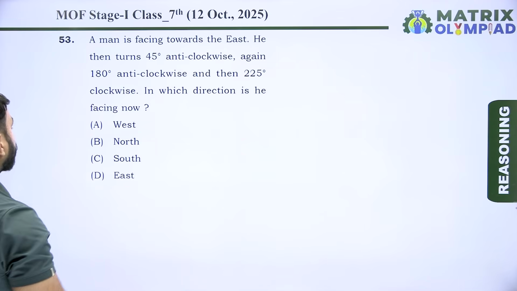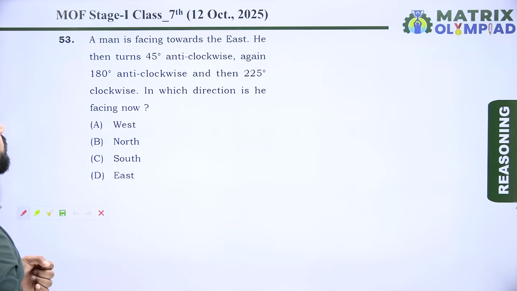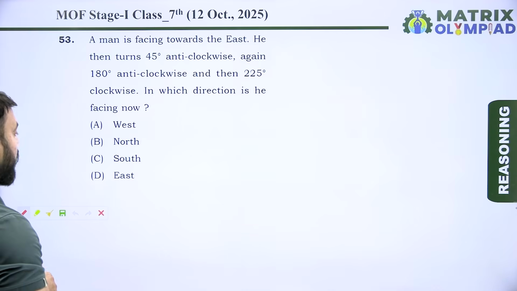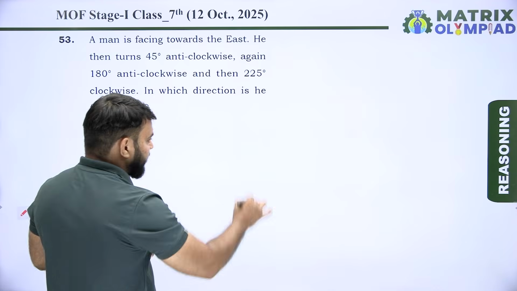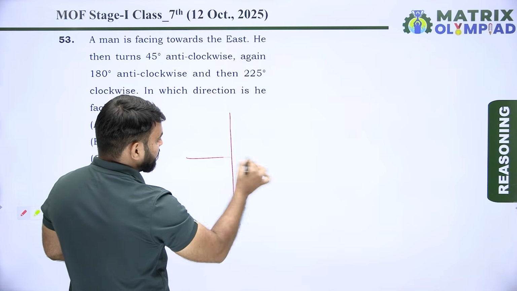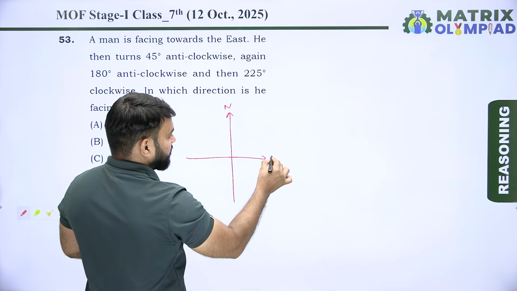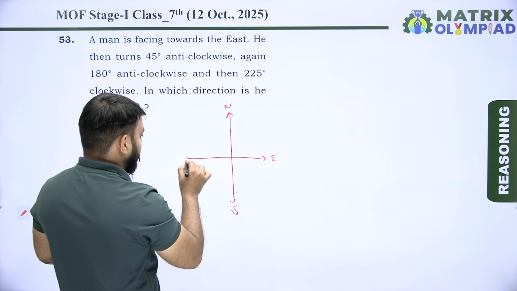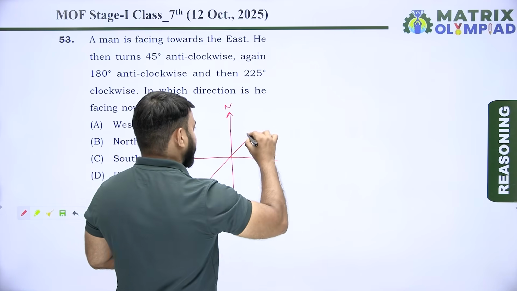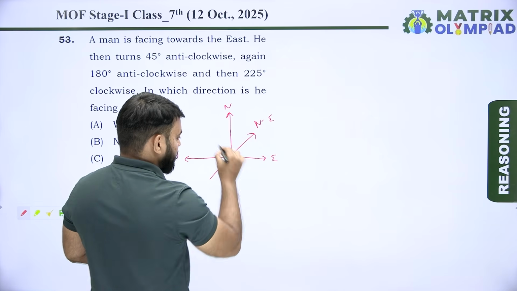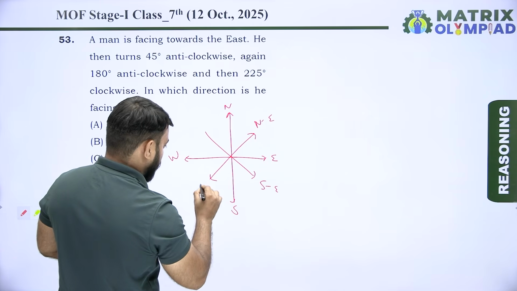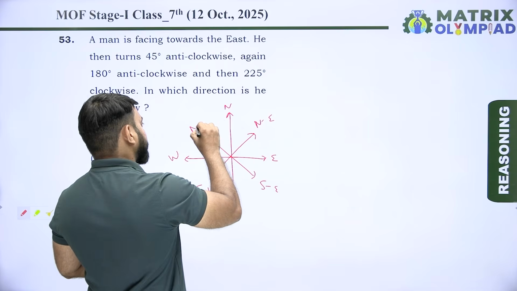So now the next question is question number 58. A man is facing towards the east. He then turns 45 degree anti-clockwise, again 180 degree anti-clockwise, and then 225 degree clockwise. In which direction is he facing now? Before starting this question, we should know that there are 4 types of main direction. This is north, this is east, this is south, and this is west. And there are 4 types of cardinal direction. This is northeast, this is southeast, this is southwest, and this is northwest.